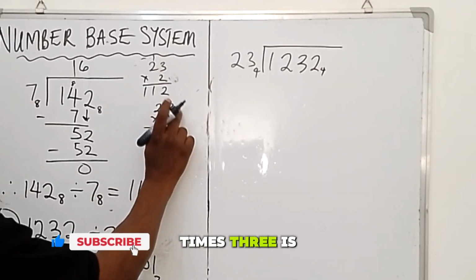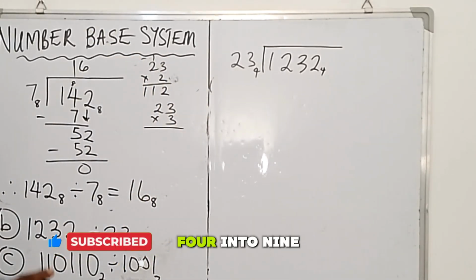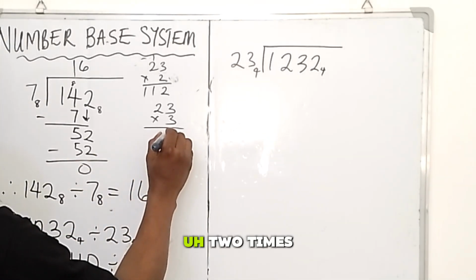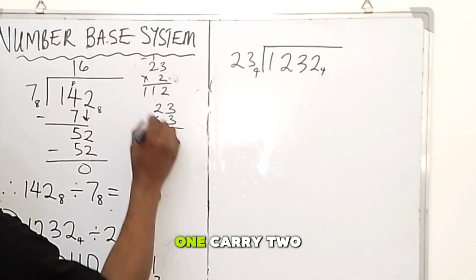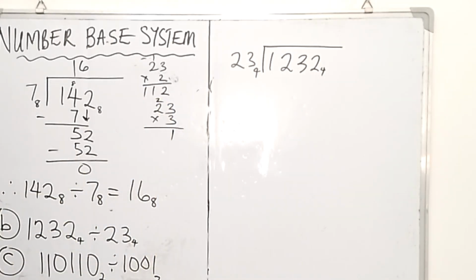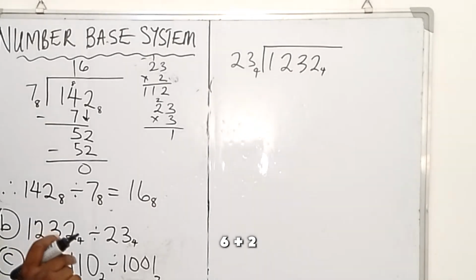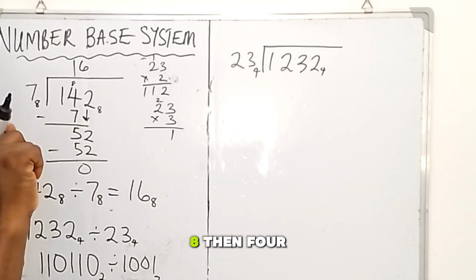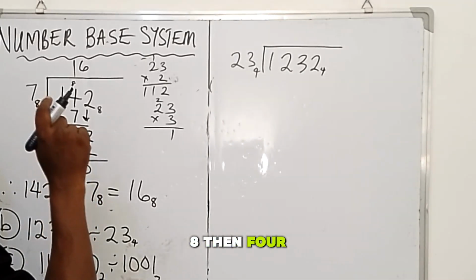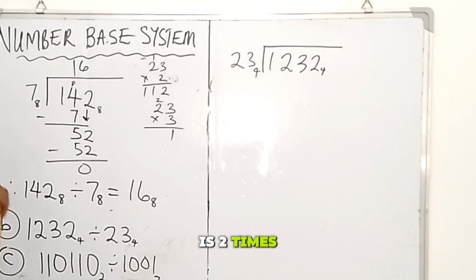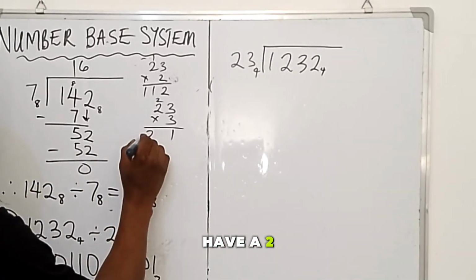This is 3 times 3 is 9, right? 9 divided by 4 is 2 times remainder 1. So that's my 1 carry 2. 2 times 3, 6, plus 2, 8. Then 4 into 8 is 2 times remainder 0. So I have a 20.